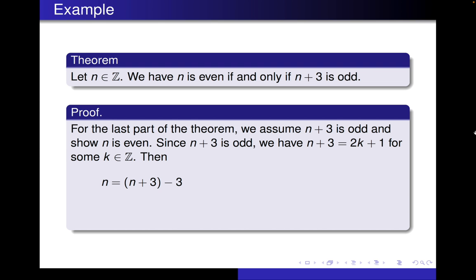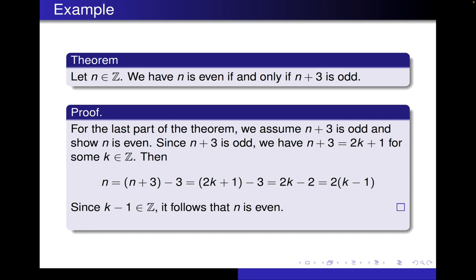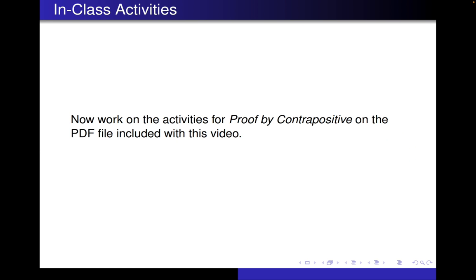Now we know that n plus 3 is equal to 2k plus 1, so we substitute that in. And then 2k plus 1 minus 3, if we simplify that, gives us 2k minus 2. Then we factor out a 2 to get 2 times the quantity k minus 1. Then we use closure properties. We know that k minus 1 is an integer by closure, and so it follows that n is even, which is what we wanted to show. That completes the proof. Now that you've seen a biconditional proof in action, you can go back to some of those activities from the proof by contrapositive, and then move on to the other two that I have for you in the PDF file included with this video.